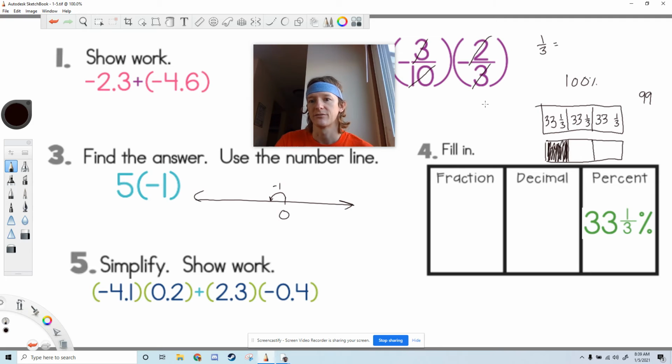33 and 1/3. Well, what's 1/3 as a decimal? We could do our division. We could do 1 divided by 3. You'll have to add your decimal. 3's in 10 is 3. Don't forget that decimal goes straight up. We get 9, subtract, we get 1. We get another 0 to bring down. We're going to keep going with 3's forever, right? 3, 3, 3, 3, 3. So it's 0.3 repeated.